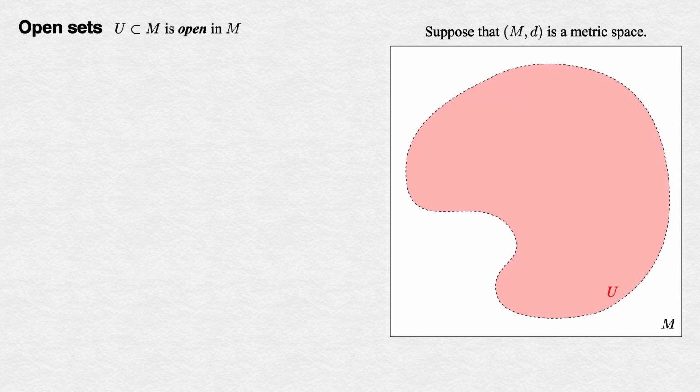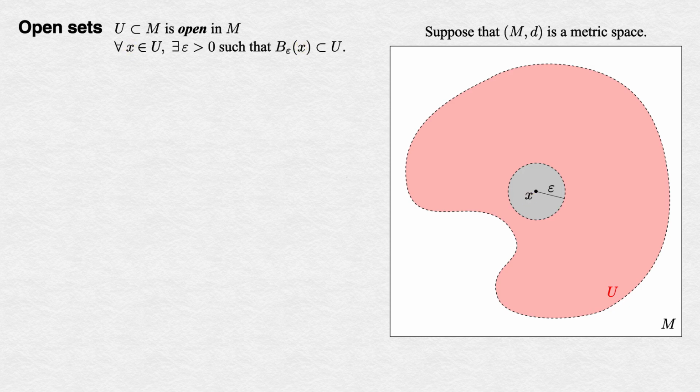A subset U of M is called open in M when U is a neighborhood of every one of its points. That is, for each point x in U, there is some positive radius epsilon such that B epsilon of x is contained in U. Note that this letter x used in the for all statement is just a placeholder, and we can use any letter we like. It could be y or a smiley face. It makes no difference in the definition.